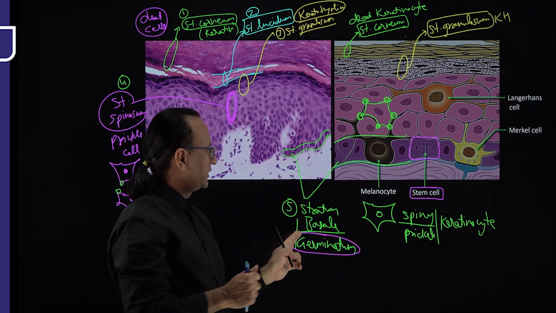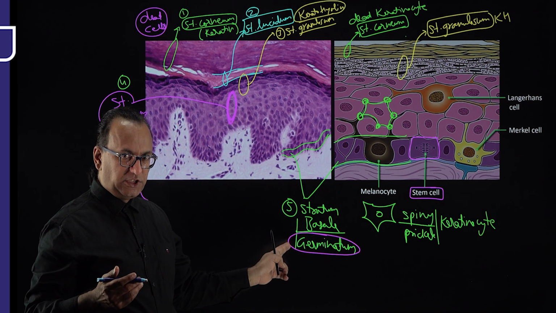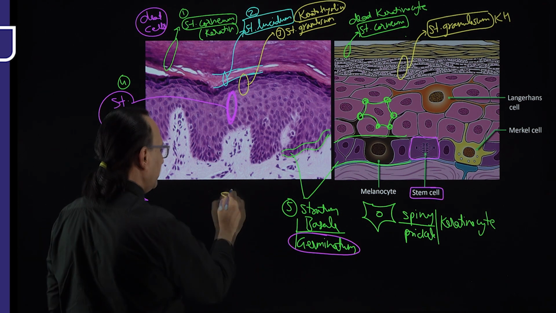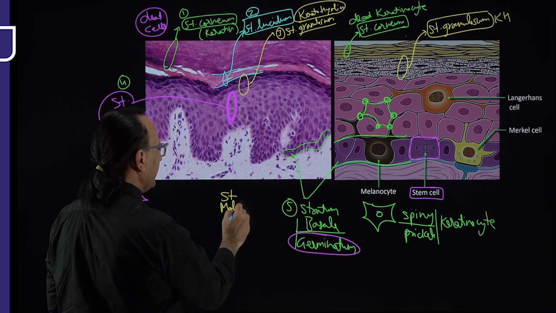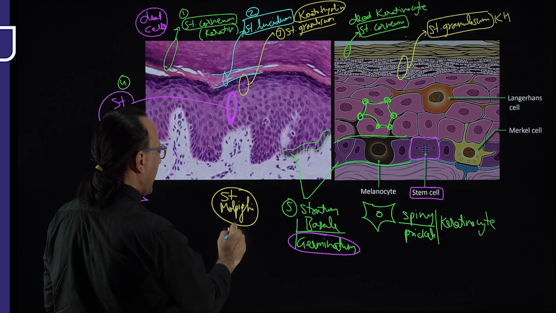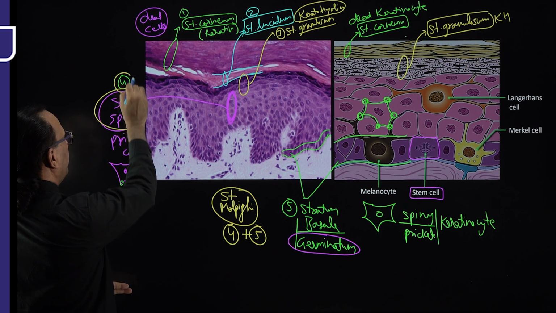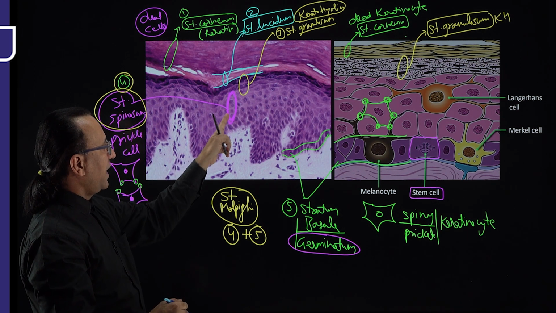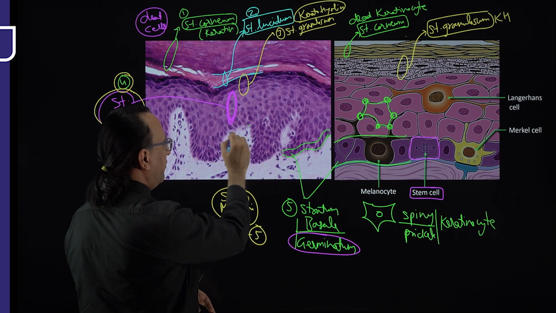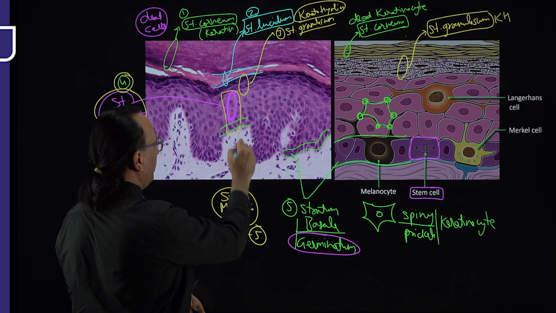And sometimes they ask you about the stratum INI-PG also. If they say stratum INI-PG, then basically it is layers number 4 and 5, that means the stratum spinosum and the stratum basale. So if you add layer number 4 and layer number 5 together, this will be the stratum INI-PG.